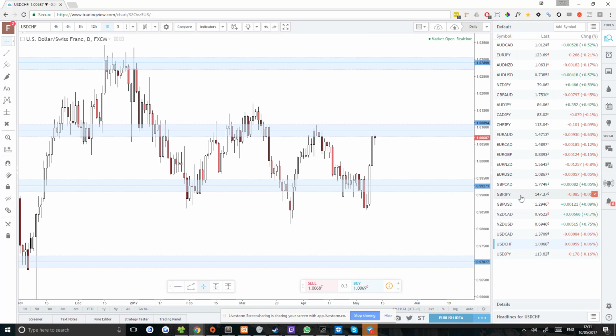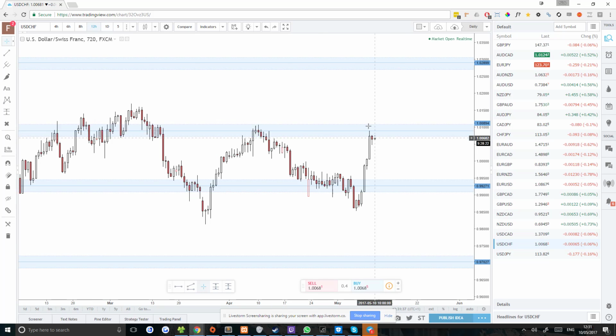Let me move GBPJPY to the top here. Let's keep an eye on USDCHF. We might be getting a potential reversal here. It doesn't look amazing, but it's clear we're seeing indecision at this resistance area. I'm going to keep a close eye on this. There's potential here for a short trade. I'm going to watch it closely.